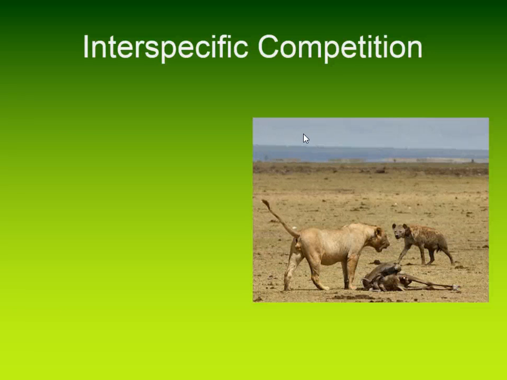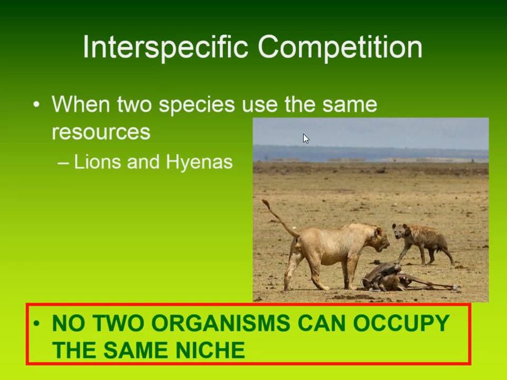Now, there's also interspecific competition. And this is when two species that use the same resource will compete with each other, like lions and hyenas. Now, the catch about this is that no two organisms can actually occupy the same niche, which means they can't be using the same resources in the same way at the same time. If they are, they're in competition with each other, and there will be some sort of aggressive or passive-aggressive interaction. And lions and hyenas actually hate each other, right? There are all sorts of videos about lions and hyenas really antagonizing each other. You can see the aggression between them. They really do not enjoy each other's company at all.